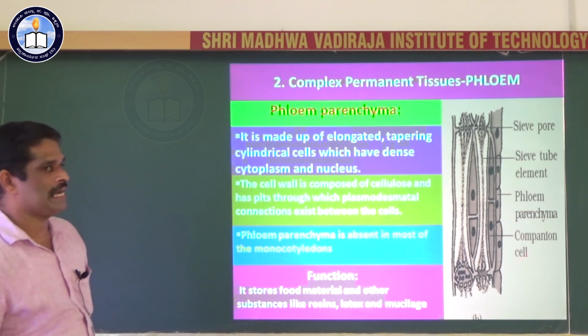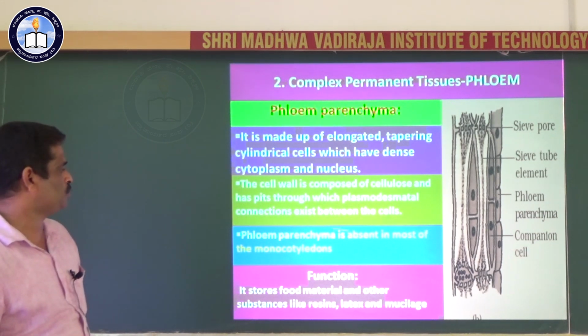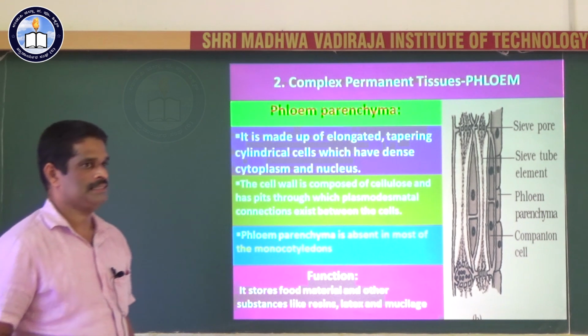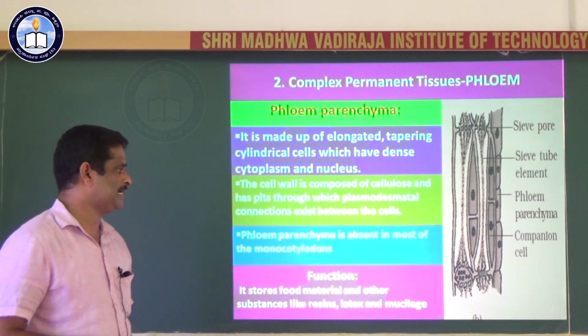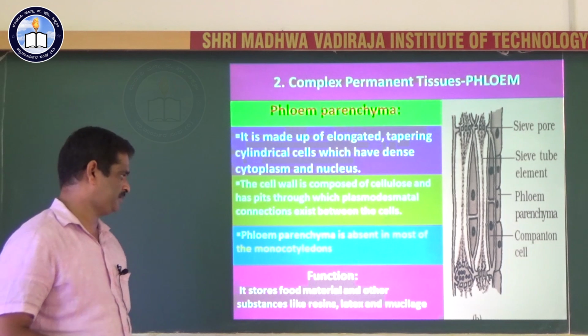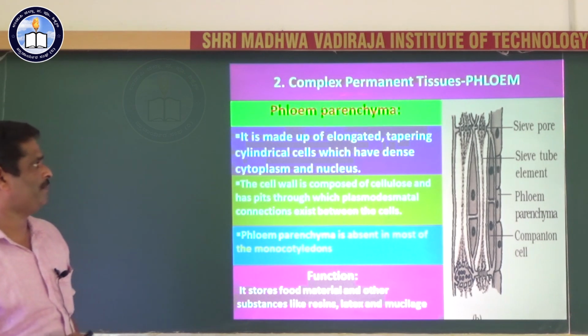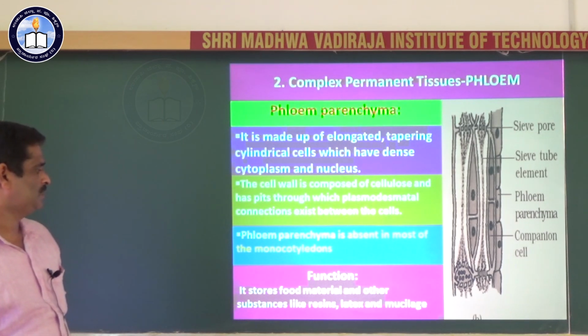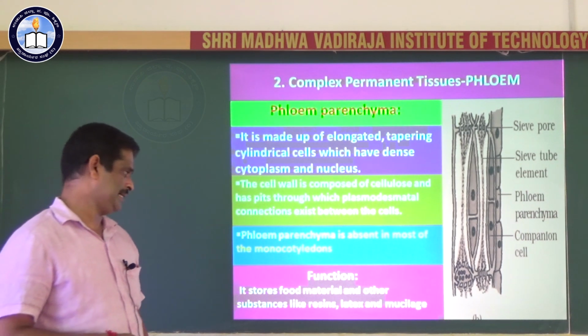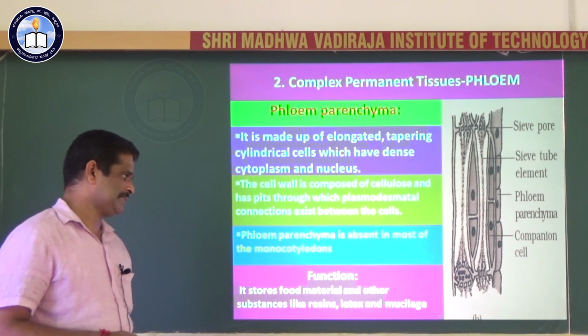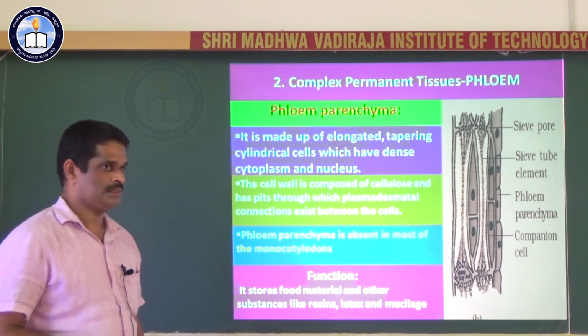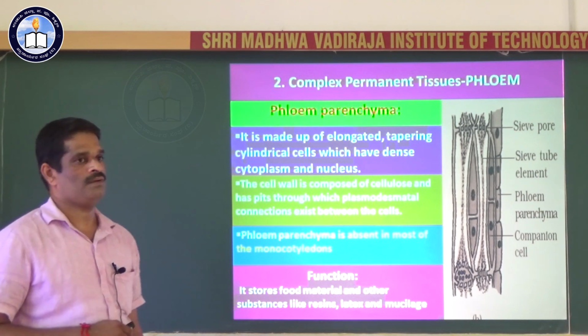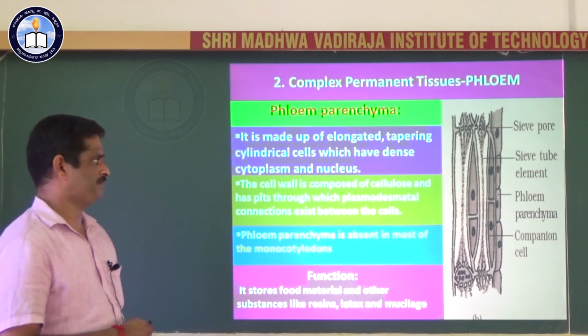The phloem parenchyma is absent in most of the monocotyledons. Say, phloem parenchyma is absent in monocots. What are the functions of phloem parenchyma? It stores food materials and other substances like resin, latex and mucilage. So that's the function of phloem parenchyma.